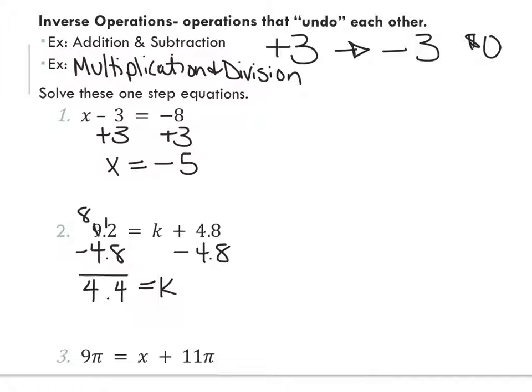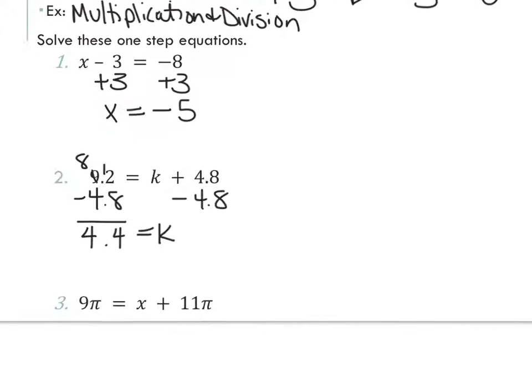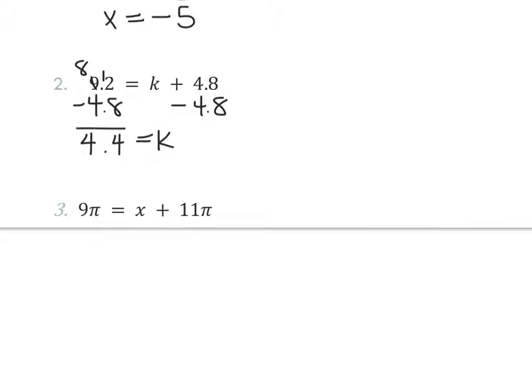All right, let's look at number 3. Number 3 looks a little different because it has this pi in it. It says 9 pi plus x equals 11 pi. I want to know what this x value is. You don't have to worry about the fact that this is a pi. This pi, if you don't know, is 3.14159. I could keep going and going because it's called an irrational number.